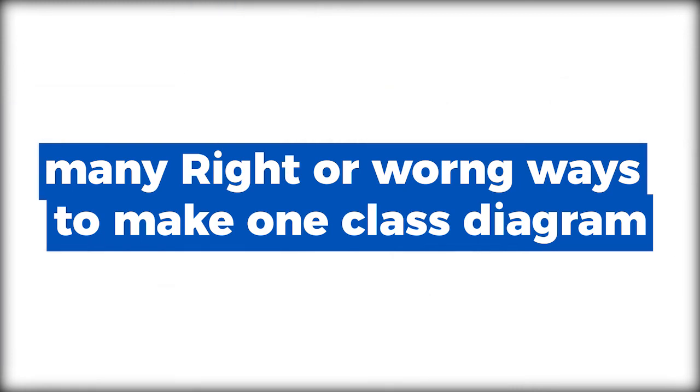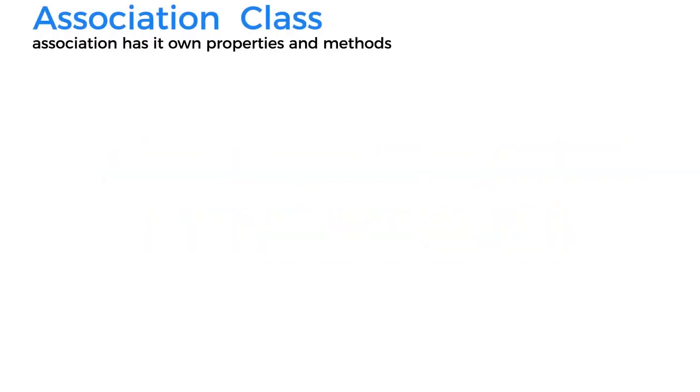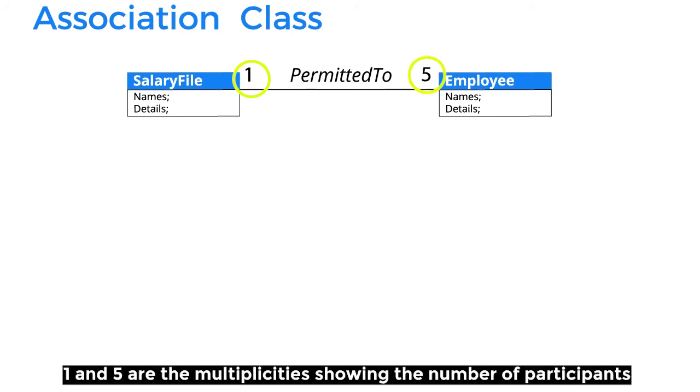Apart from those main relations, there are two extremely important other relations as well, which are used in some parts, not commonly though. One is association class. Association class is a type in which we need to make a class of the association between two classes. Say a salary file is permitted to the employee class, and one salary file is permitted to 5 employees. Here the permission is the association between two classes.